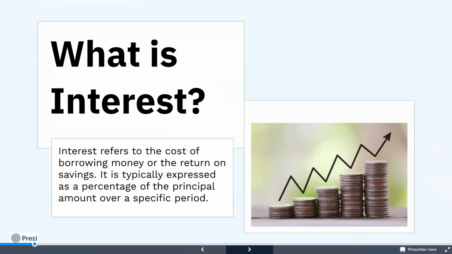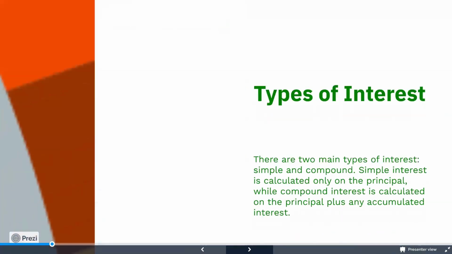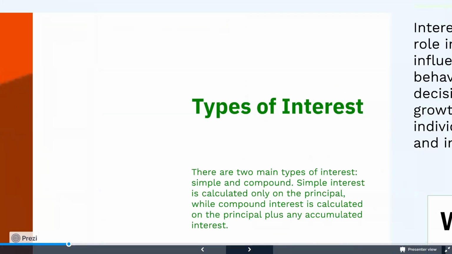Interest refers to the cost of borrowing money or the return on savings. It's typically expressed as a percentage of the principal amount over a specific period. Types of interest. There are two main types of interest, simple and compound. Simple interest is calculated only on the principal, while compound interest is calculated on the principal plus any accumulated interest.